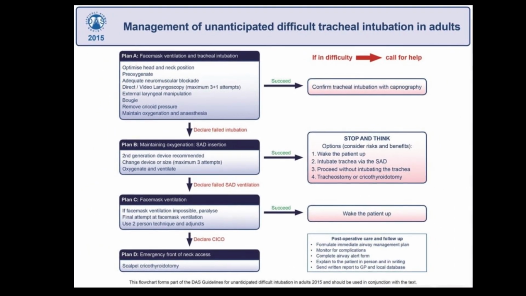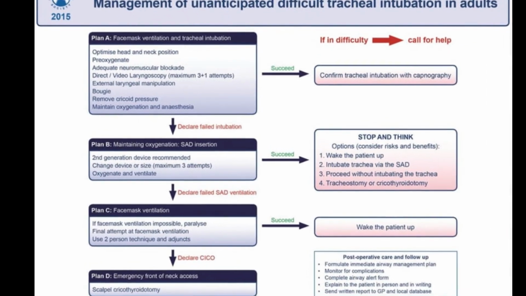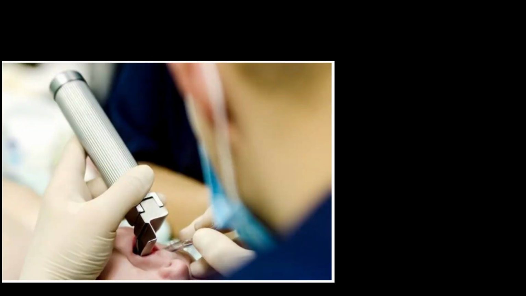DAS has provided different plans for management of unanticipated difficult tracheal intubation. Progression through plans A to D prevents the anesthetist from unnecessarily repeating the same mistakes and ending up with failed attempts, and helps to secure the patient's airway.